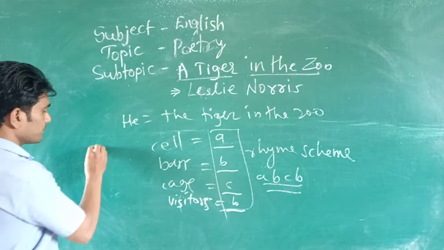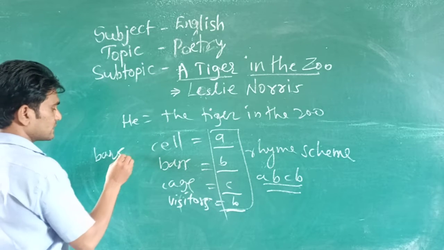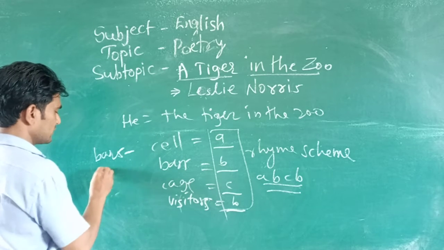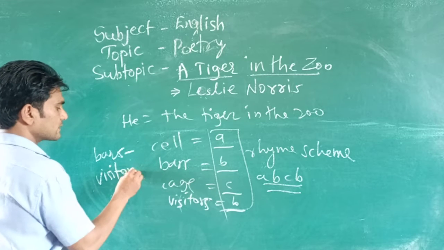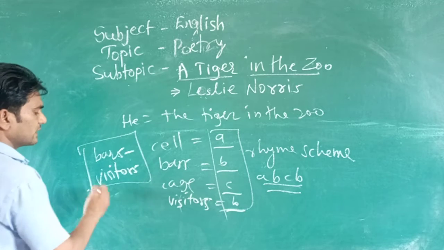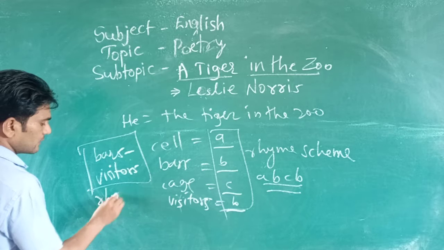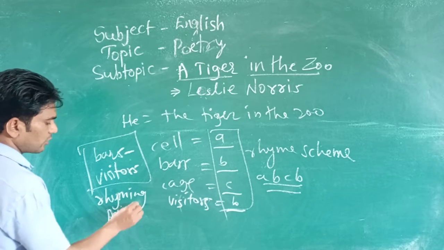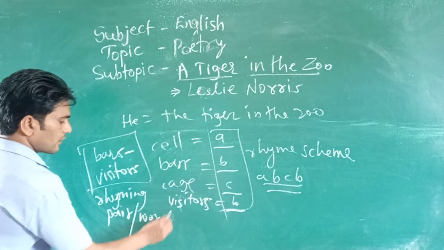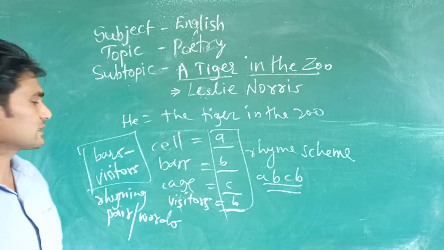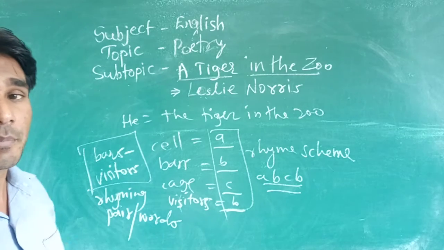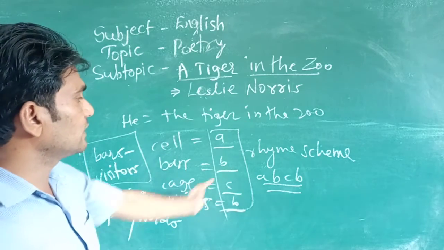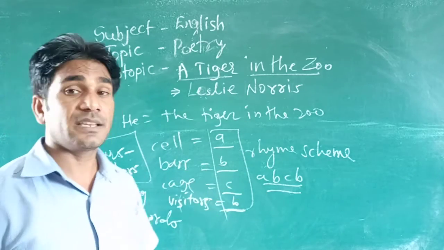Rhyming words: bars and visitors. Okay, these are rhyming pair, or what you can say rhyming words. Bars, visitors, rhyming word or rhyming pair, and then rhyme scheme A, B, C, B.